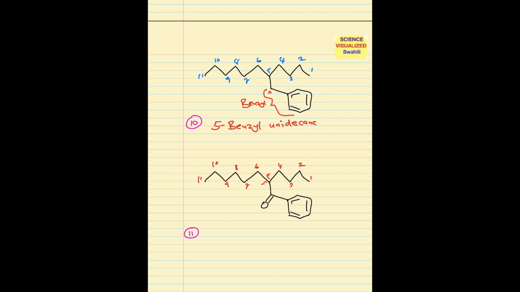Next, again from the right, 1, 2, 3, 4, 5, 6, 7, 8, 9, 10, and 11. We see that the substituent is at position number 5. When you have a benzene ring connected to a carbonyl, this one here, the carbonyl, carbon double bond oxygen, that's called a benzoyl group. And therefore the name becomes 5-benzoylundecane.